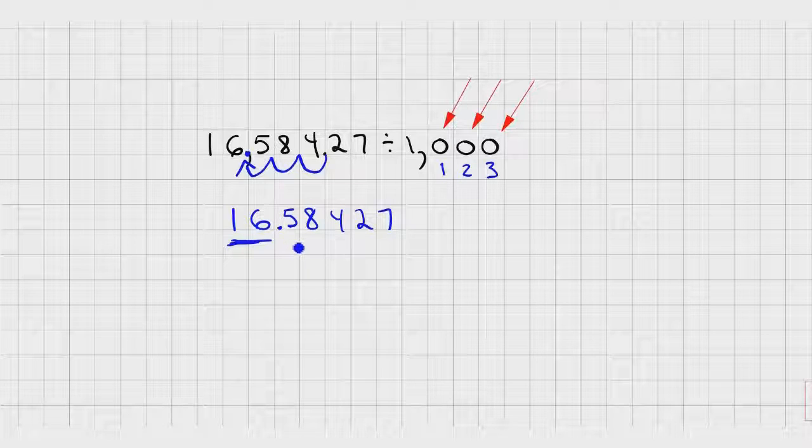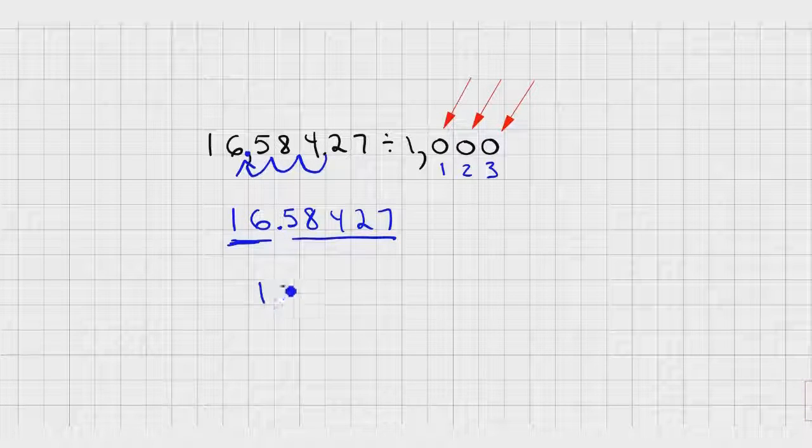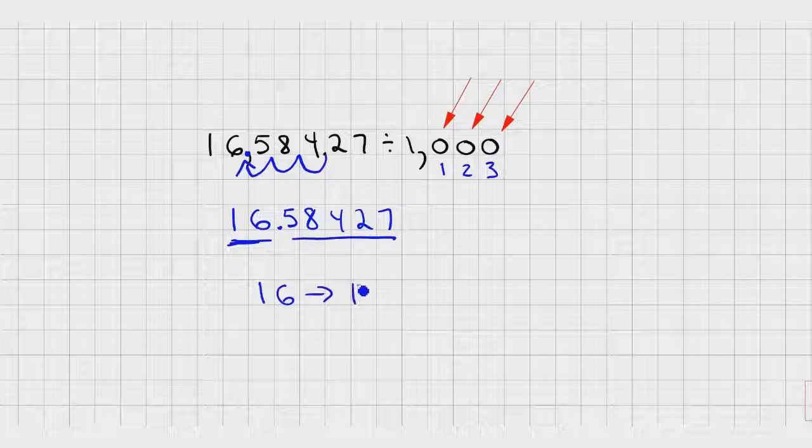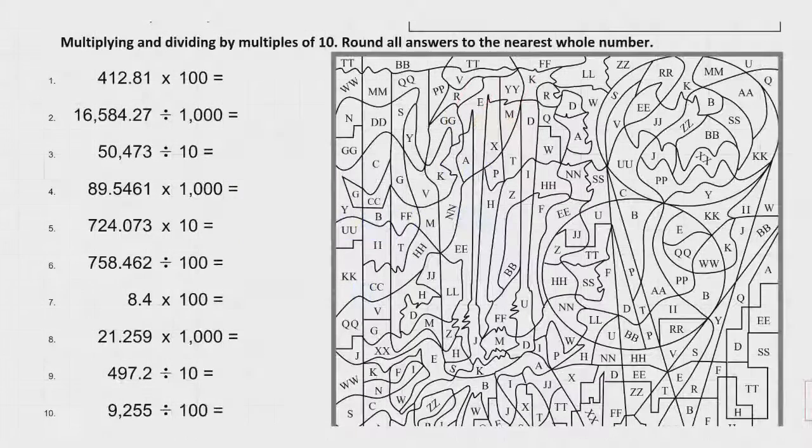We just ask ourselves, is 16.58427 closer to 16 or is it closer to 17? And hopefully you know how to round, and you should know that this is closer to 17. Over here on our sheet, we will write an answer of 17.